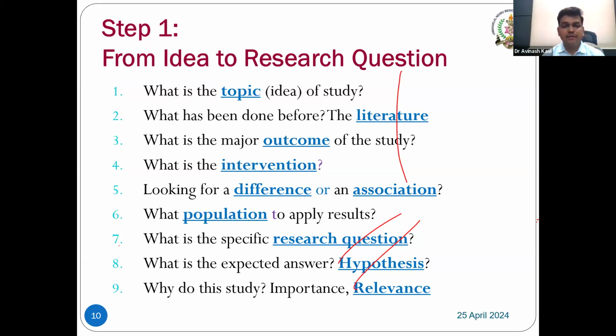What is the expected answer? Definitely, I will say that I can reduce preterm birth using this intervention. Say I can propose a 20% reduction in preterm birth rate. That is what I would like to achieve. Why do this study? It is relevant, not only to me but also clinically relevant. Till date, we don't have any answer for preterm birth. We don't have any intervention for preterm birth.